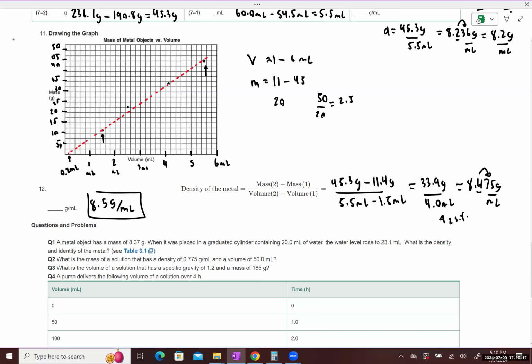Wonderful. So we've completed the graphing portion of this lab. We've generated a graph. We've generated a best fit line. We've used the best fit line to calculate the density of the metal graphically, and we've reported the density of the metal graphically.